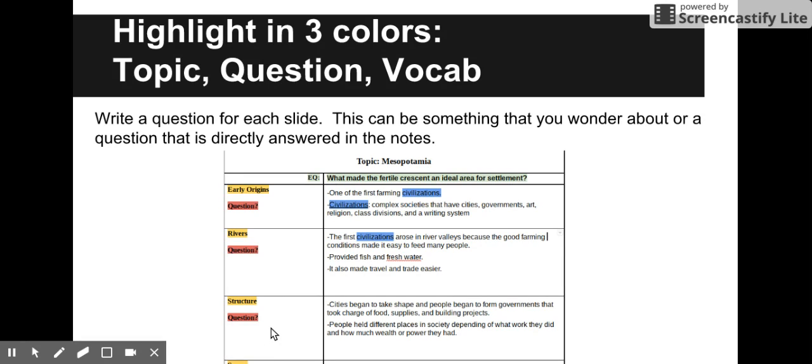Remember, the questions can be something that you wonder about, or they can be a question that is directly in the notes. For the structure notes, a question that you might wonder about is, what type of government did they have? Or how did they take care of the food and supplies? Or what kind of building projects did they have? Or something that is directly answered in the notes, you could write a question about that.